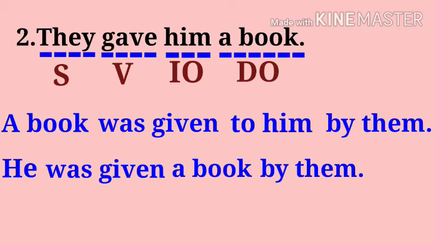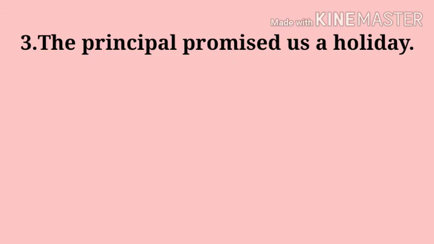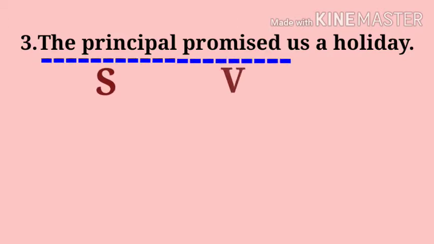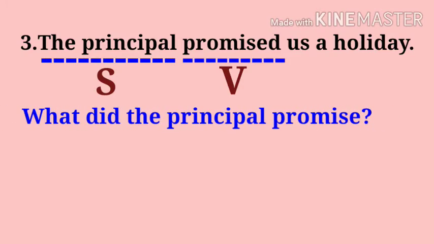Okay. Now see the next example. The principal promised us a holiday. In this sentence also you will get two objects. Now see, what is the subject here? The principal. And what is the verb? Promised. Now ask the question to the subject and the verb with what. See, what did the principal promise? And the answer is a holiday. So a holiday is your direct object, as it is the answer of what.